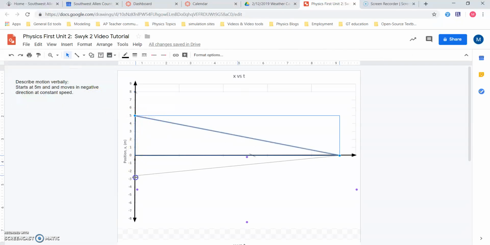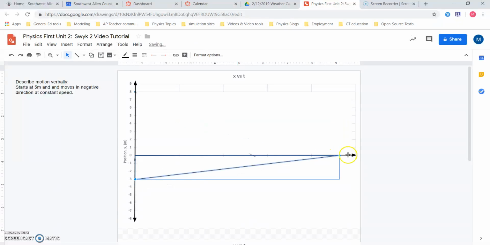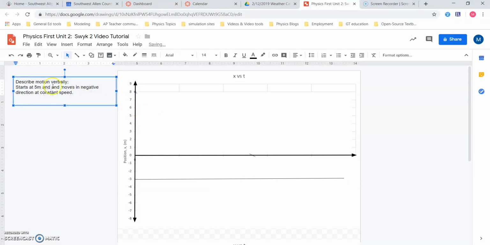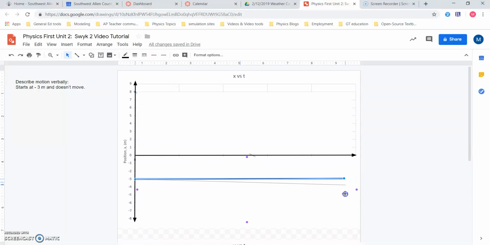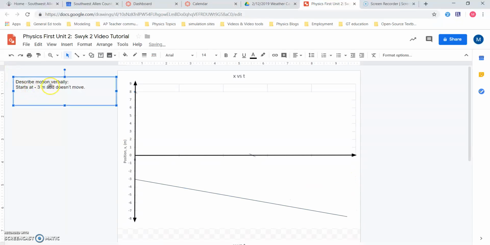Or let's say I have something like this. For this one, I would say it starts at negative 3 meters and doesn't move. Or let's say I have a graph that looks like this. I'd say it starts at negative 3 meters and moves in the negative direction at constant speed.